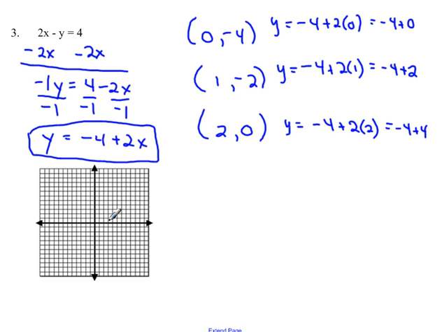Now plot your 3 points on the coordinate plane provided. So start at the origin, move 0 left or right, and down 4. 1, 2, 3, 4. Next point. Start at the origin, move 1 to the right and 2 down. Last point. Start at the origin, move 2 to the right and 0 up or down. There's your 3 points. Notice they should be in a line. Connect those 3 points all the way across your coordinate plane and put arrows on the end. And that's how you graph a line.